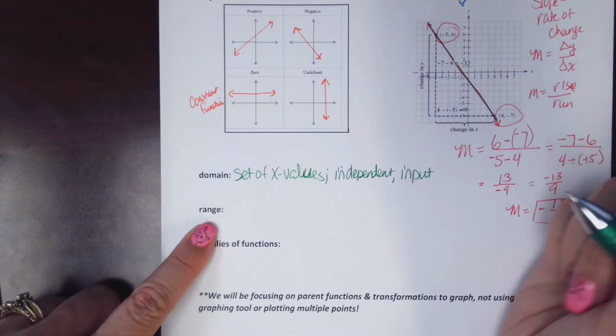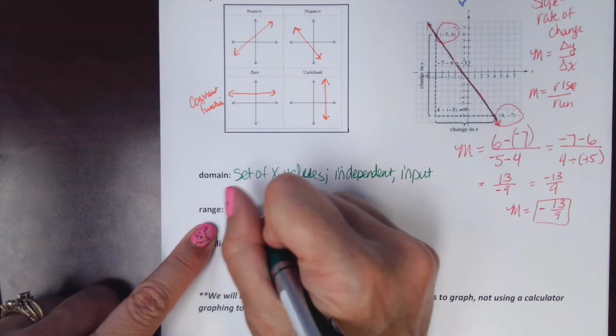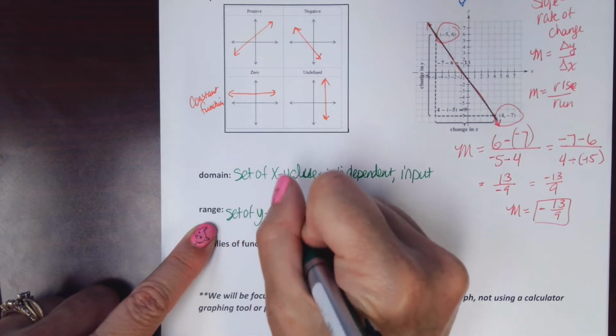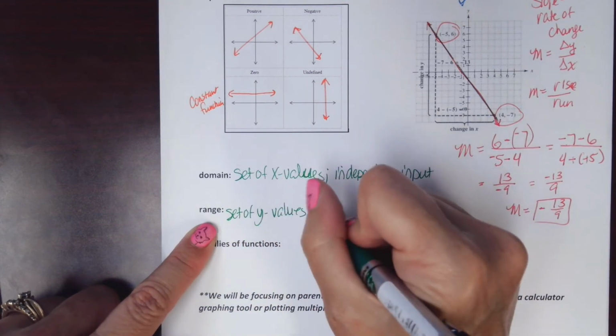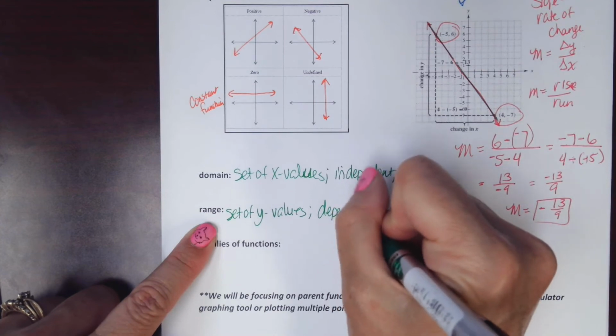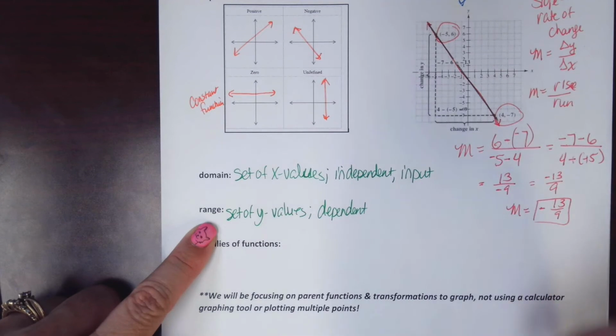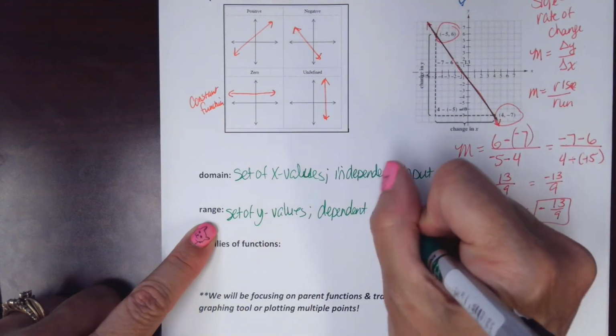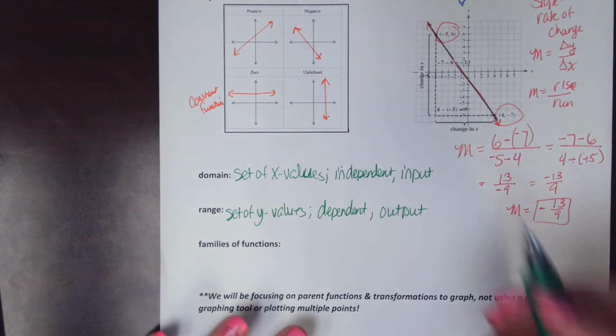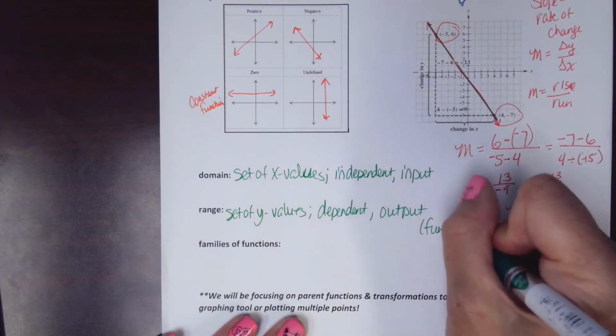The range of the function is the set of y values. We would call it the dependent variable. Whatever y is depends on what we start with for x. And the output of our function. So if I reference a function value, I'm talking about the range.